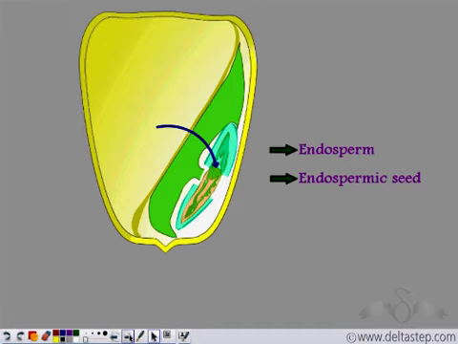So such seeds in which the endosperm is present are known as the endospermic seeds. Example of such an endospermic seed is corn.